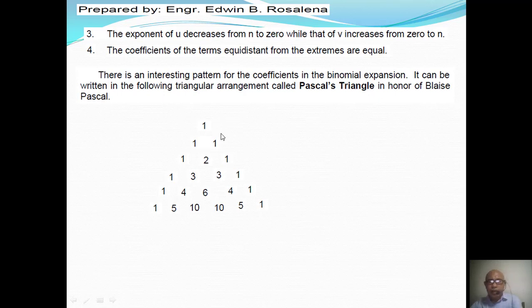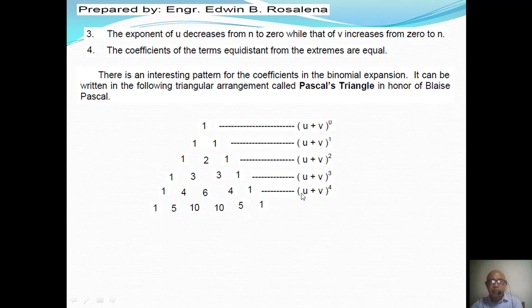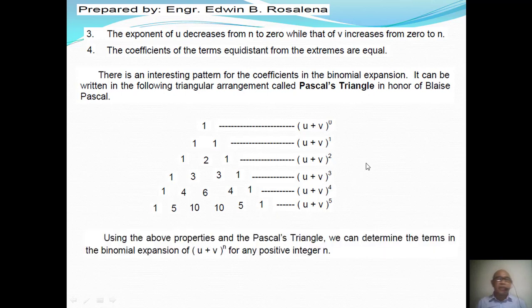So, if we recall, na, these are the coefficients if you have u plus v to the power 0. That is 1. Then this is for u plus v to the power 1. So, of course, we have u plus v. Then this is for u plus v to the power 2. 1 2 1. Then u plus v to the power 3. U plus v to the power 4, and u plus v to the power of 5. Okay? So, by using the properties and the Pascal's triangle, we can determine the terms in the expansion of the binomial u plus v to the power n for any positive integer n.